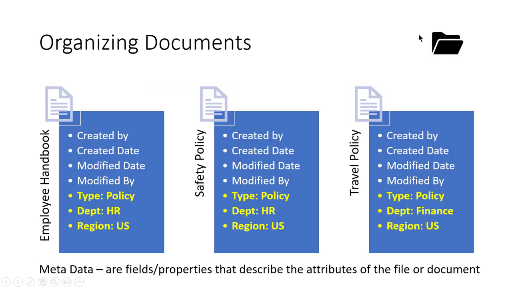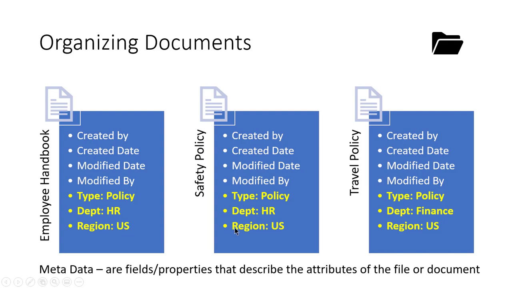Now, document libraries are a little bit different when organizing your documents than, say, on your computer. Because in the document library, you can actually have something called metadata. And think of these as fields or properties that describe the attributes of the file or document. So if we take a look at, perhaps, that policy library, we might have an employee handbook in there. We'll have information on here about who it was created by, who it was modified by, maybe the type of document, the department it's for, and even a region that the employee is in that this applies to.